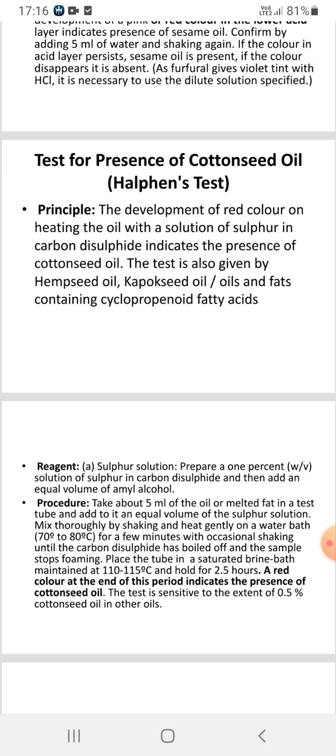Test for the presence of cottonseed oil. Halphen's test. If we take the oil sample and then add sulfur in carbon disulfide, this is the reagent, sulfur in carbon disulfide, and if there is a red coloration, it means this oil is cottonseed oil.